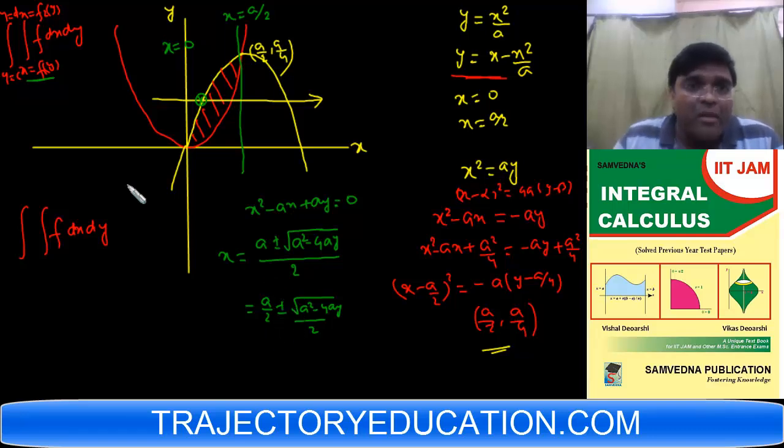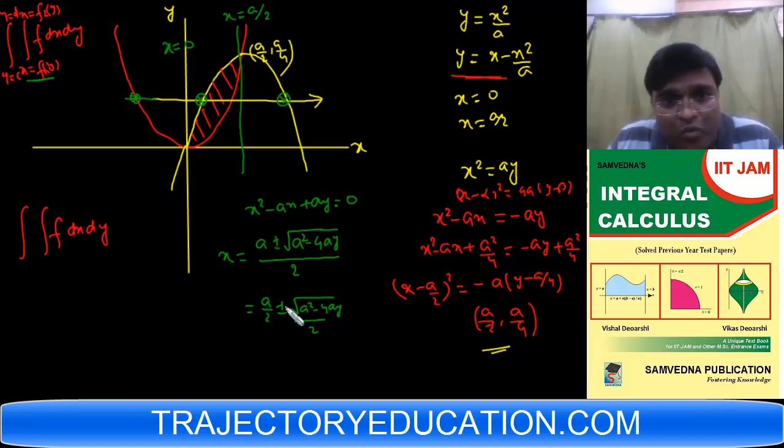X is a by 2 plus minus. Why two values? Because see, this arrow intersects the curve at two places, here and here. But we are concerned about this point, right? It is intersecting at this point and this point. This is a point only for the parabola. So the arrow intersects at two points. That's why you are getting the two values, a by 2 plus and a by 2 minus.